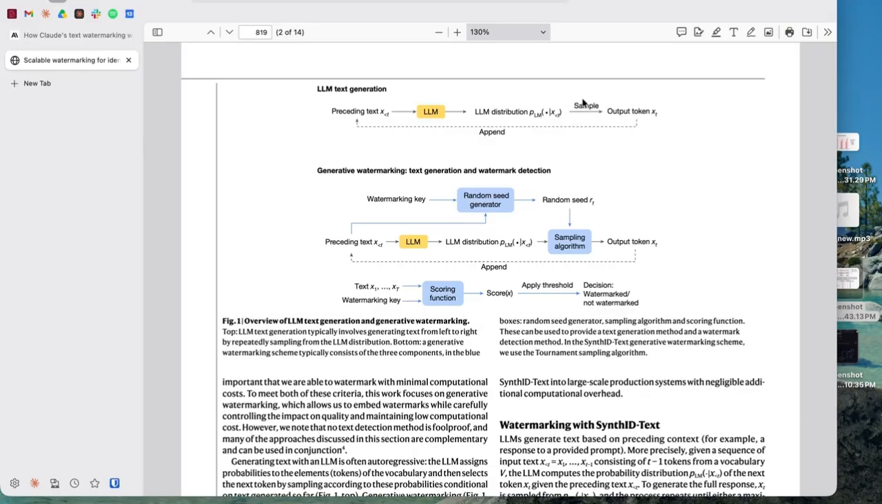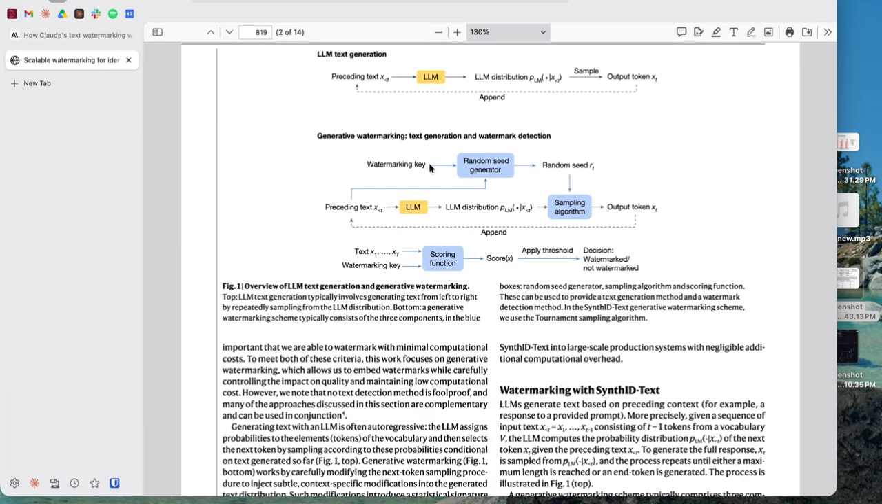It samples from this distribution and then outputs a token XT, the next token in the sequence, that gets appended onto the chain of tokens that it's seen so far. That is now the preceding text for the next go round. And so one token at a time, it's generating an output for you. And the core of it is this LLM distribution right here. So given everything that we've seen up to this point, what is the distribution of possible next tokens that we could have? What generative watermarking does is it messes with this process.